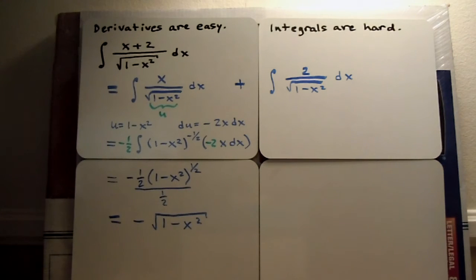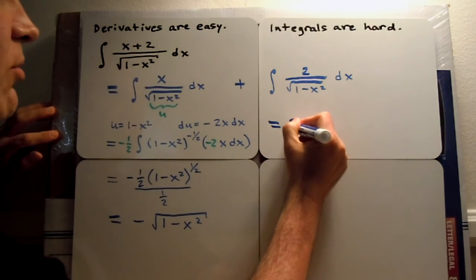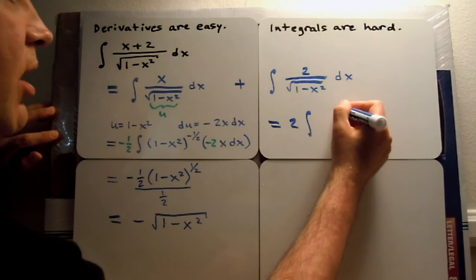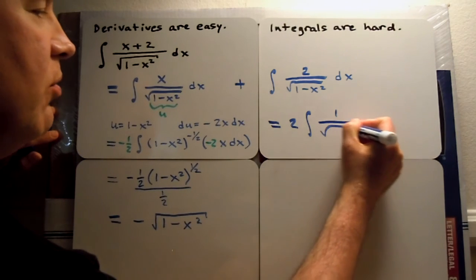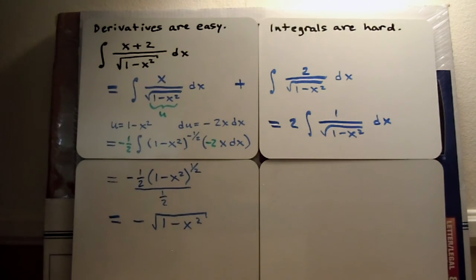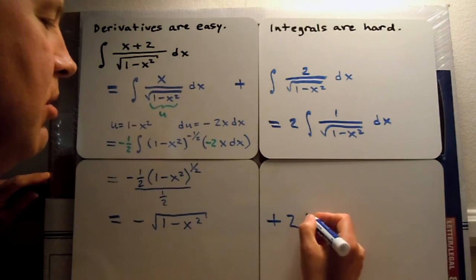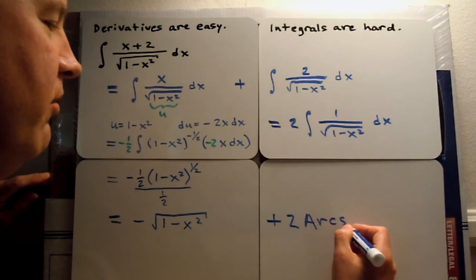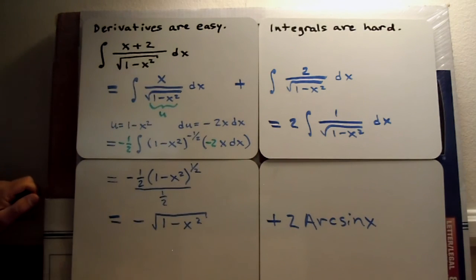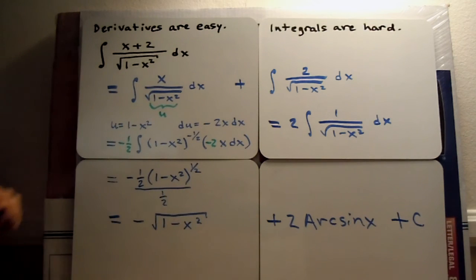Now the second one, we can simply factor the 2, and we have 1 over square root of 1 minus x squared dx. And that simply is the derivative of arc sine. So this is directly plus 2 arc sine of x. And then to complete the integral, of course, a plus c.